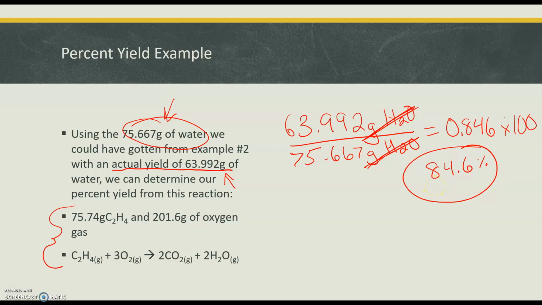In all honesty, having a percent yield that's this high is uncommon. Usually percent yields are much, much, much lower. So if you're getting an 84.6% yield in a reaction that you are doing, awesome job. Keep that up.